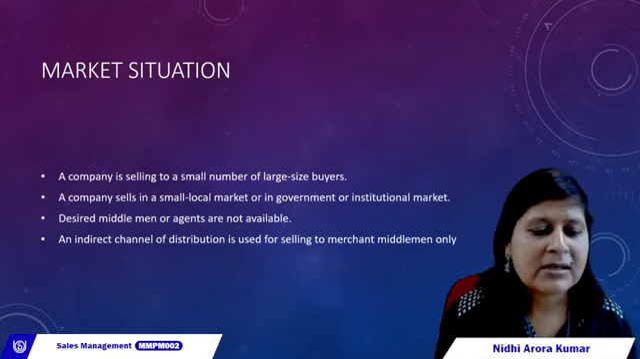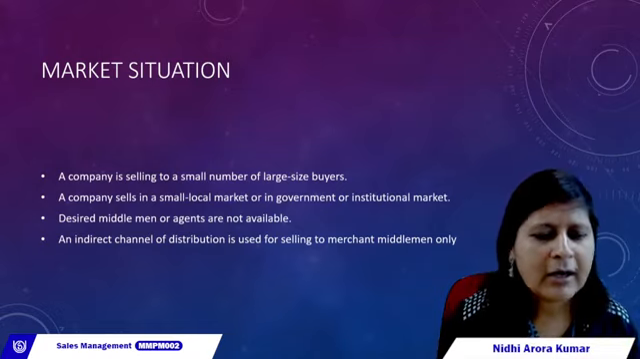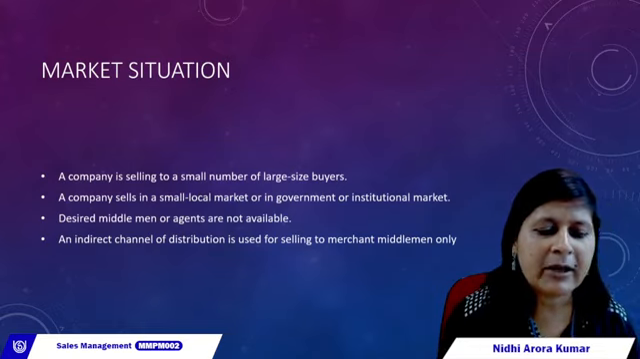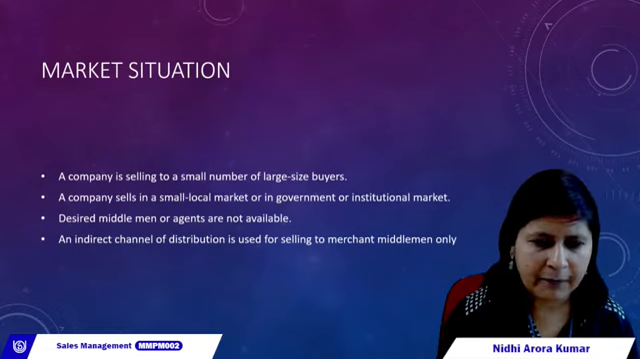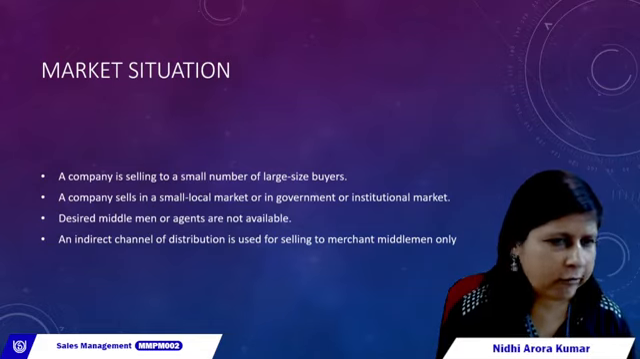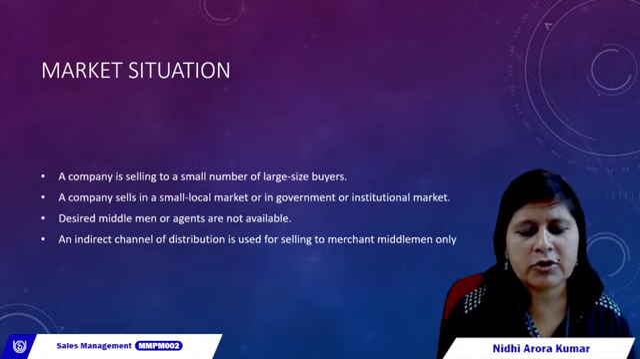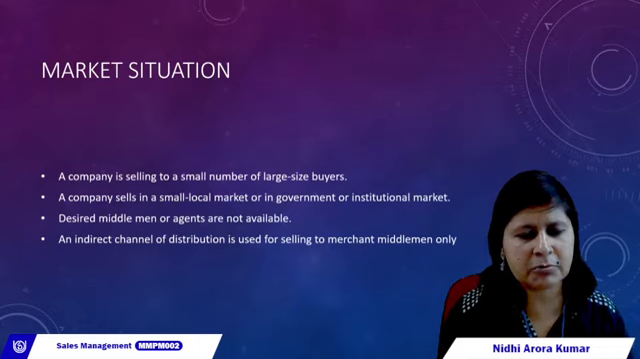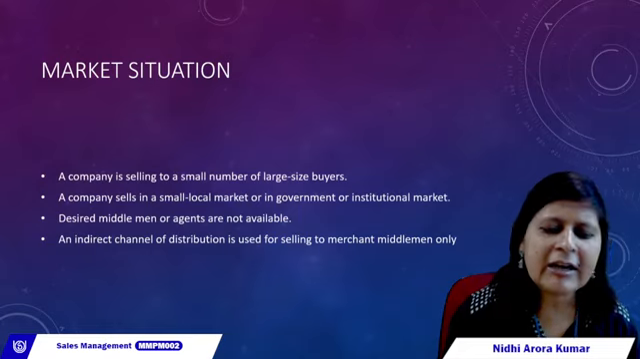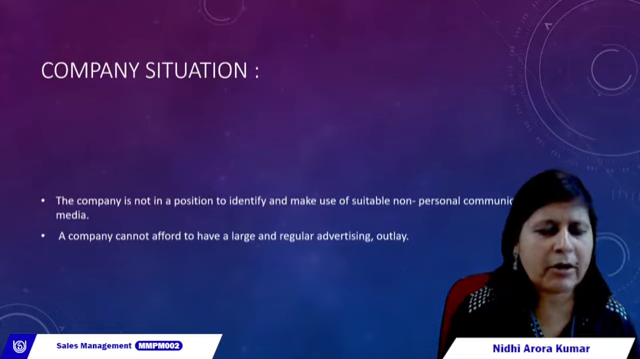A company sells in a small local market, or in a government or institutional market, then again personal selling plays an important role. Desired middlemen or agents are not available. When desired middlemen or agents are not available, then again it plays an important role. When an indirect channel of distribution is used for selling to merchant middlemen only, then it could be conducive.